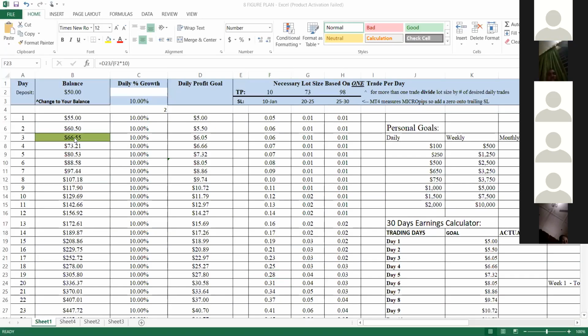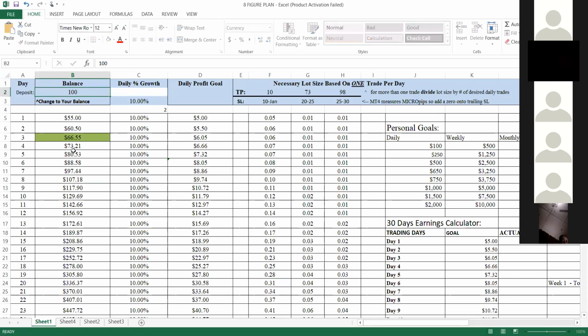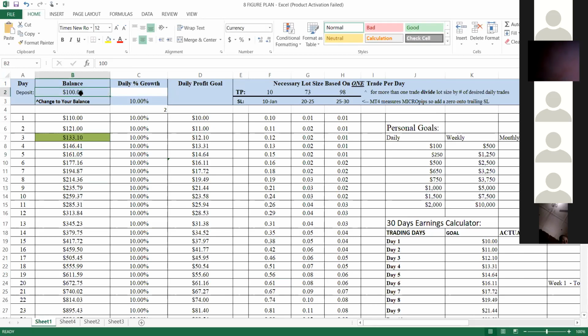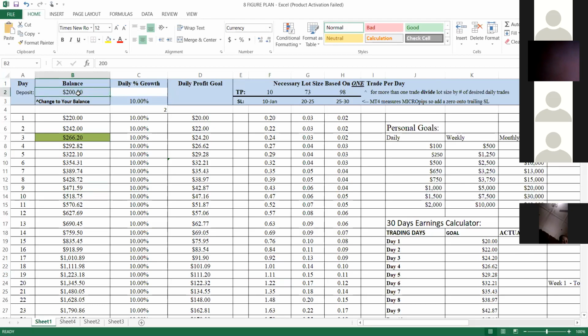So let me quickly explain by sharing the Excel sheets that I sent to you, a figure plan. This is exactly what we're going to be working with. This is how the plan looks. Because we're starting with 50, I'm typing 50 here. If you want to start with 100, you type 100 here in your balance. If you're starting with 200, type 200 here. So let's assume that we're starting with 50.